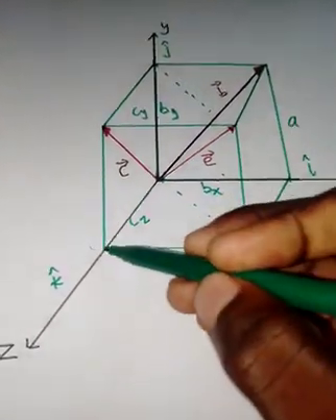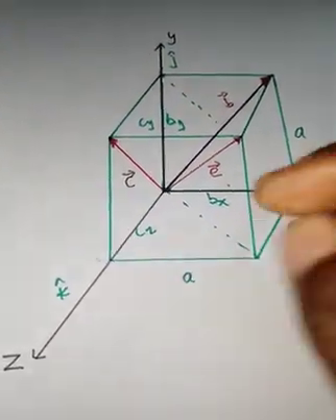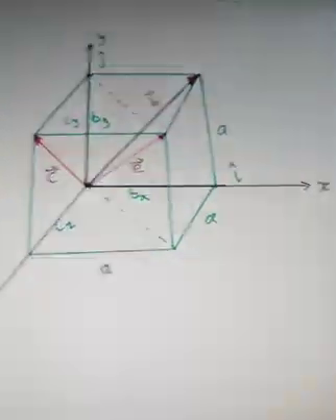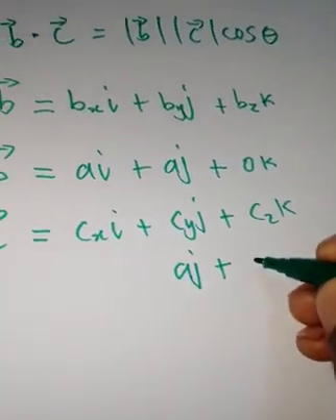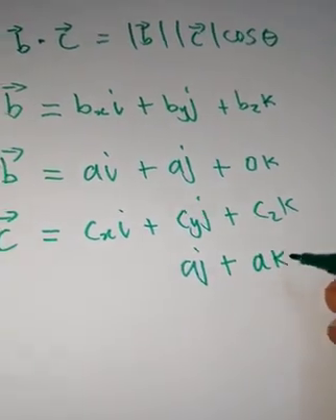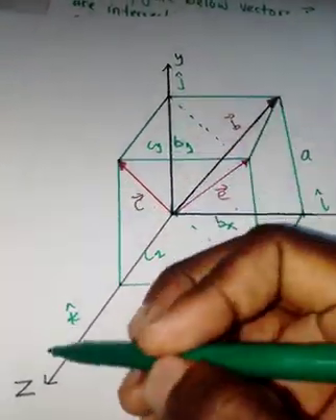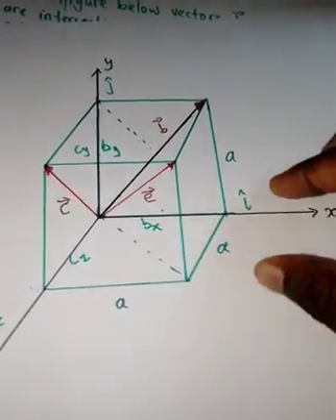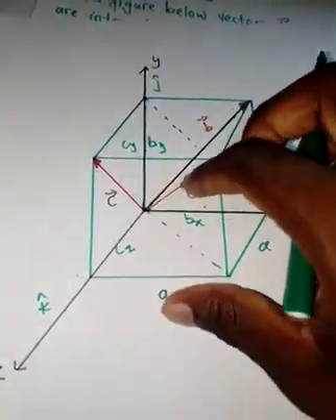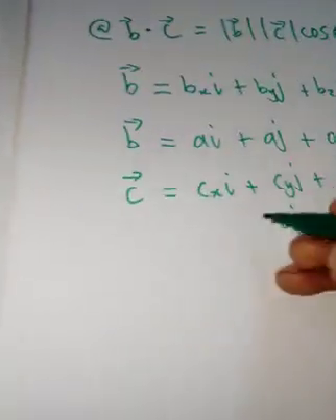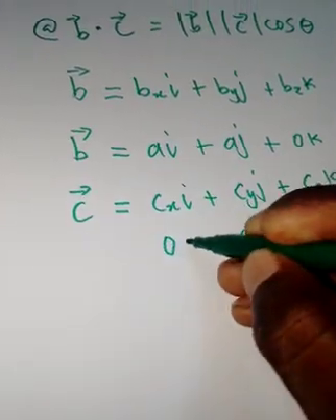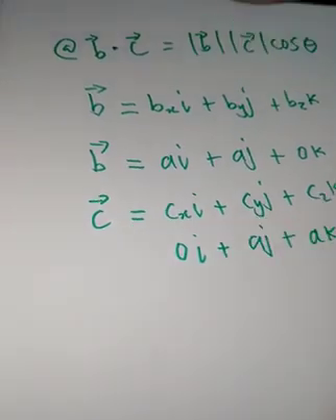Okay, then plus. For Cz, this is Cz, like that, and this is also A. So say A, then K. Then what about I? So this is just in the Y, Z plane, excluding the X there, meaning this is just 0. So we have 0, I, plus, like that.